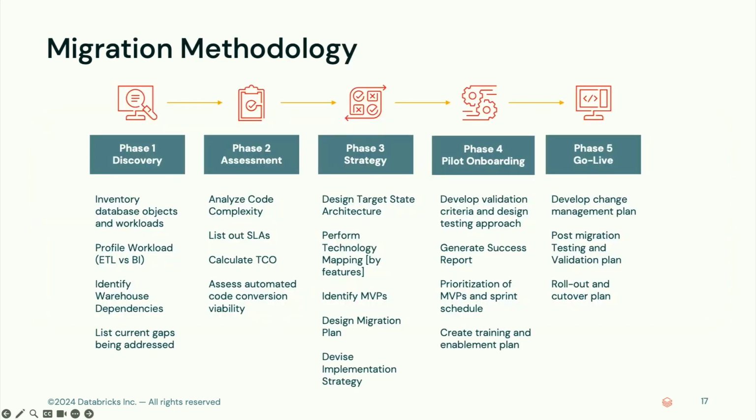Now, from a methodology perspective, we see 5 key phases. First is discovery, and we've already talked a lot about that. It's figuring out, what is my current data ecosystem? For warehouses specifically, we have at Databricks what we call our profiler tools. These are Databricks tools that allow us to understand what's going on in your data warehouse.